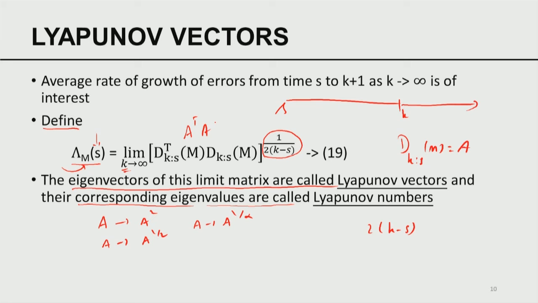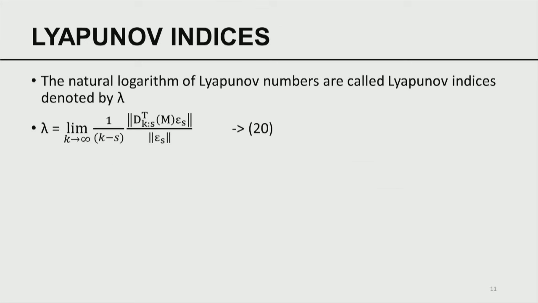I am interested in the 2 times K minus S, the root of this product matrix, and that is the limit matrix. That limit matrix has eigenvalues and eigenvectors. The eigenvectors are called Lyapunov vectors. Eigenvalues are called Lyapunov numbers. Lyapunov is the famous Russian mathematician who propounded the theory of stability in the early decades of the 20th century, and so in his honor they are called Lyapunov vectors, Lyapunov numbers. The natural logarithm of the Lyapunov numbers are called Lyapunov indices. So let's look at this number.